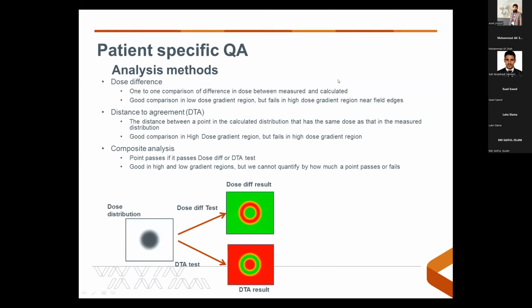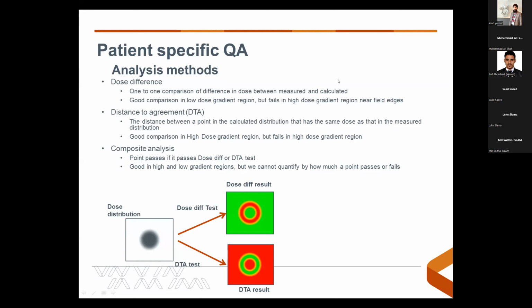Did any QA after any maintenance replacement service of the MLC recommended? Yes. So in our department, when we replace an MLC motor, which happens quite often, we just do MPC again. So machine performance check is a Varian module that tests a lot of different things, including MLC leaf positions.